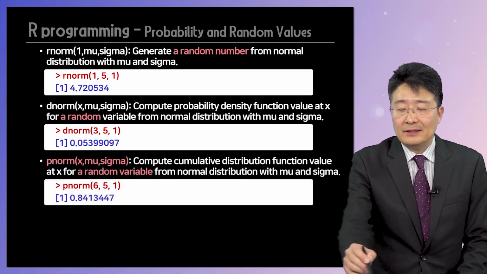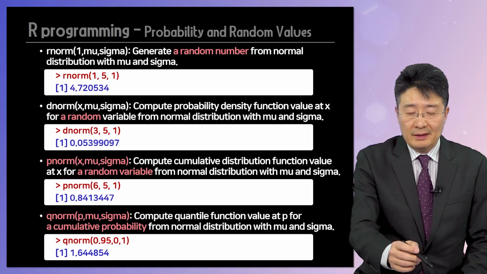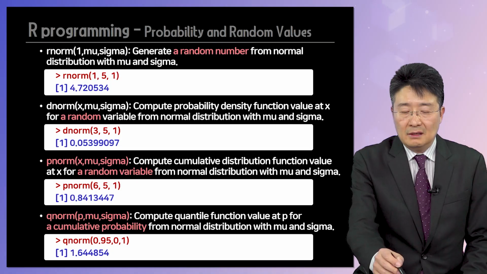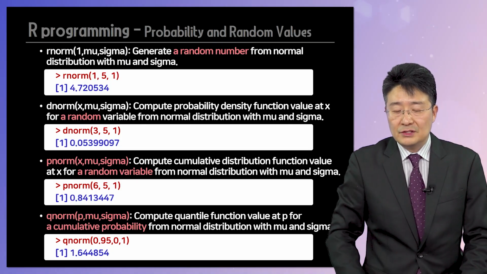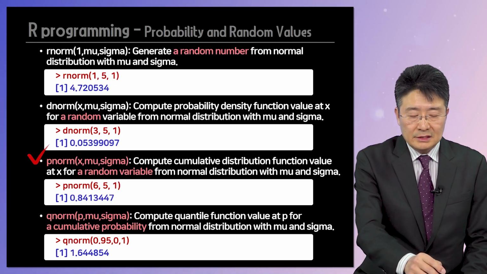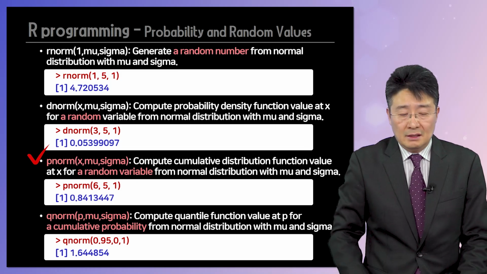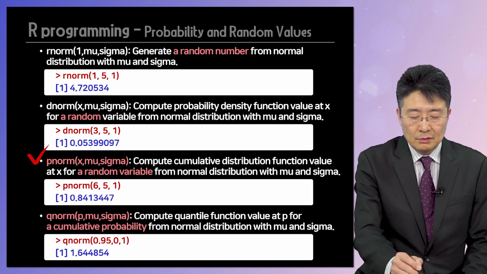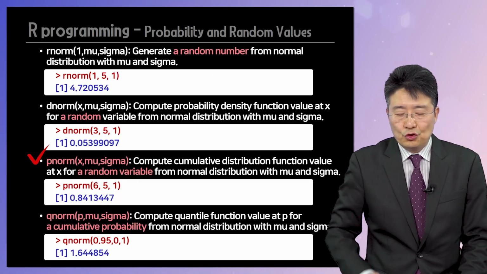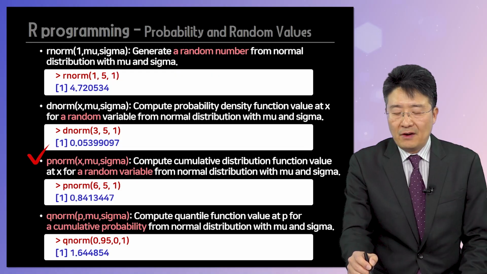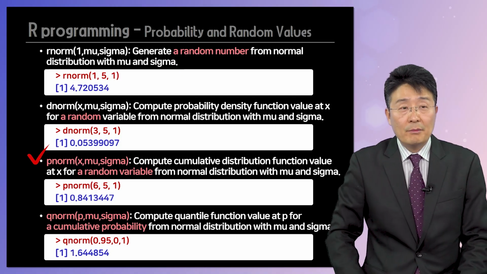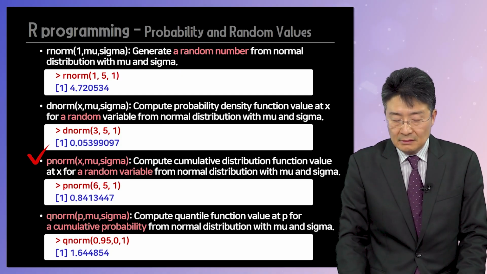Also, probability and random variables. The function rnorm generates a random number from a normal distribution with mu and sigma. This is important: pnorm x, comma mu, sigma computes the cumulative distribution function value at x for a random variable from a normal distribution with mu and sigma.